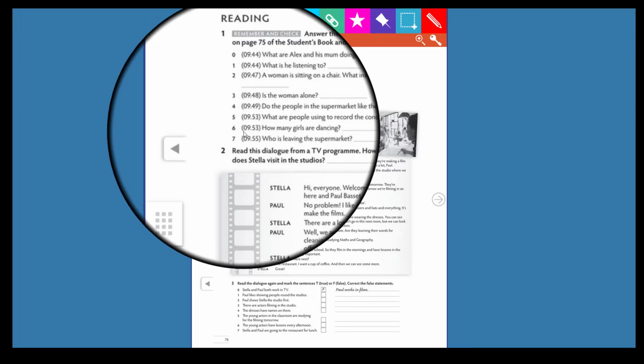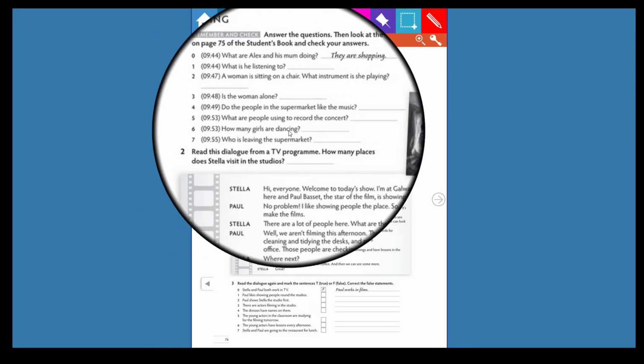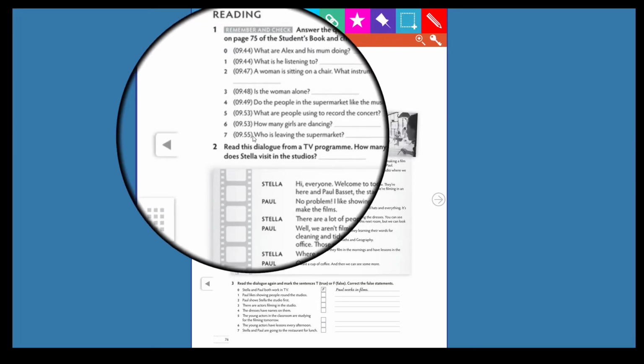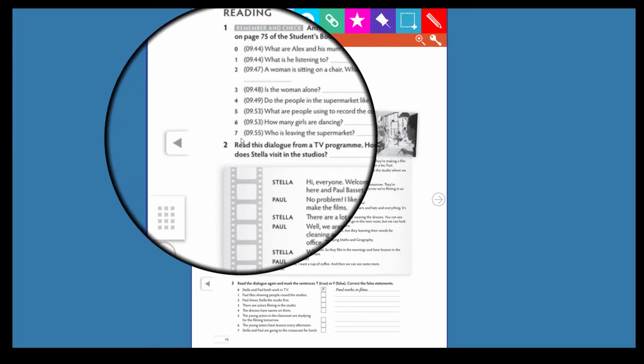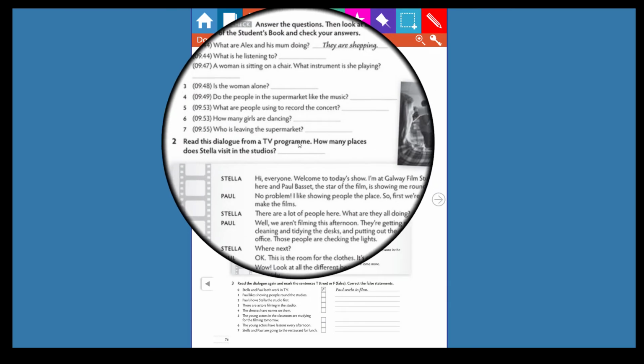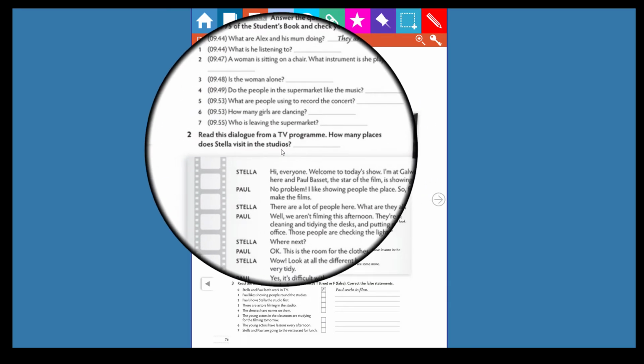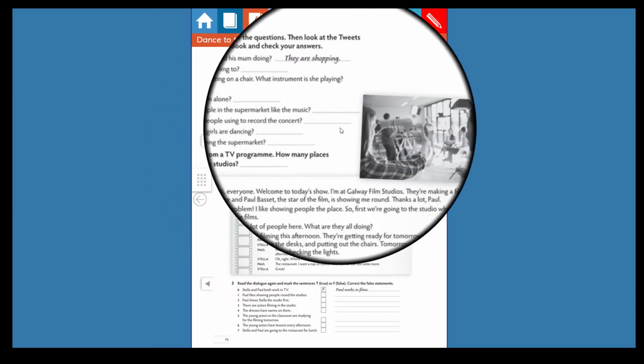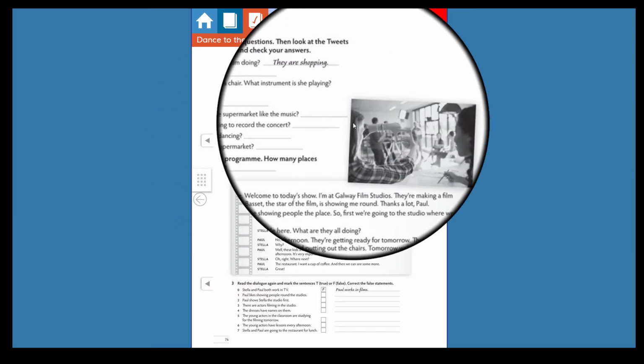Number 6, how many girls are dancing? The answer is 1. Only 1 girl is dancing. And number 7, who's leaving the supermarket? The answer is the musicians. The musicians are leaving. Okay? Very good.